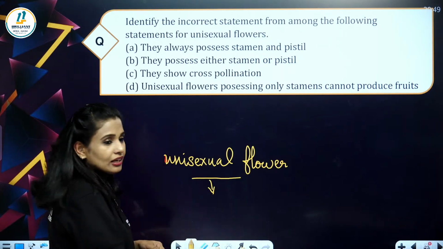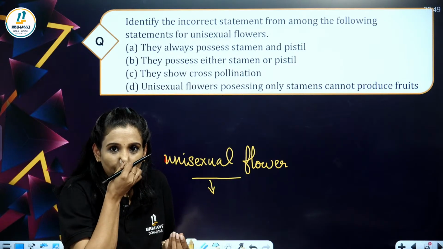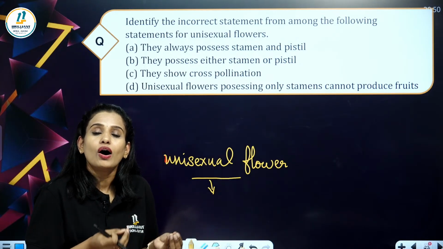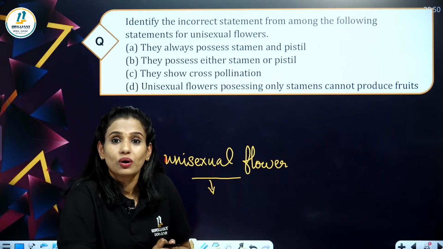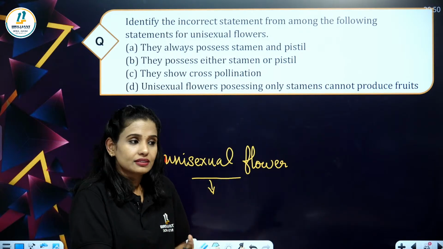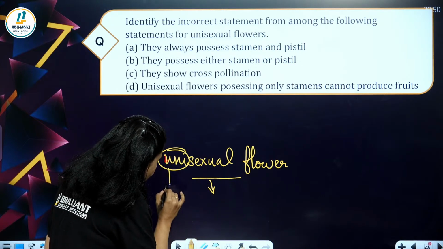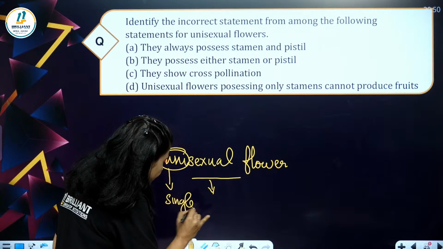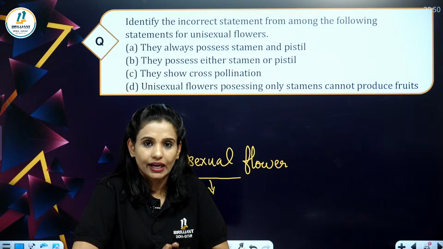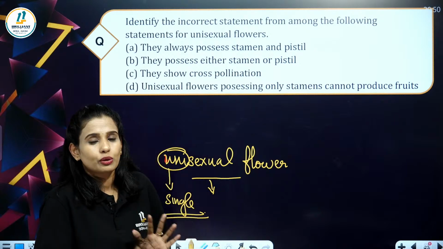A unisexual flower contains either stamen or pistil, either male reproductive system or female reproductive system. That is called a unisexual flower. That is why it is given uni. Uni means single, one. It contains only one reproductive organ, either stamen or pistil.